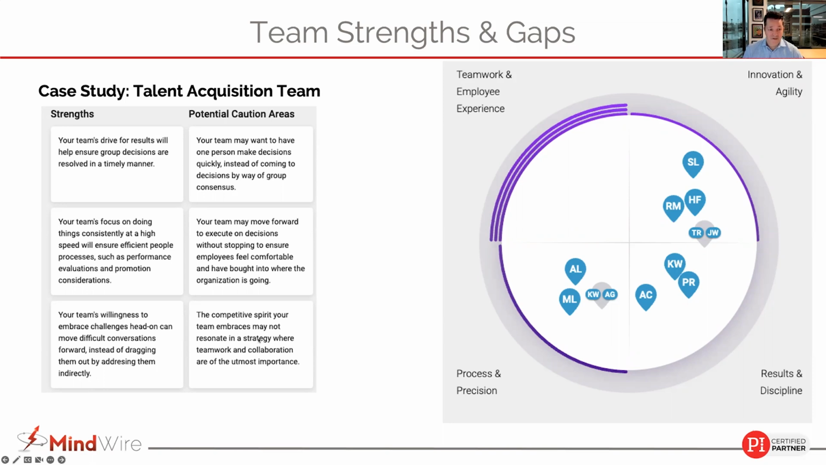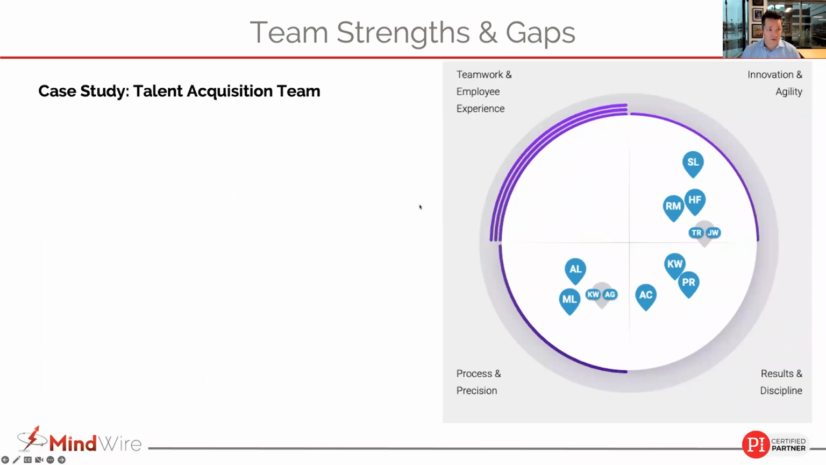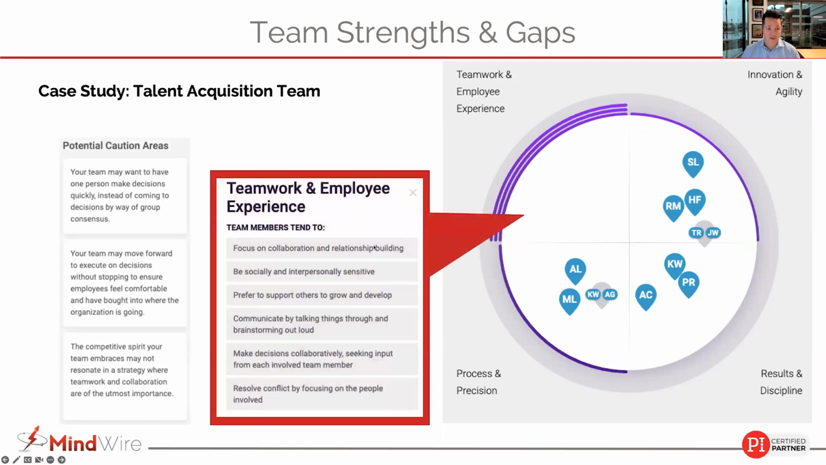And that competitive spirit may not resonate, right, with the organization where a lot of collaboration is needed. And you can just imagine, right? How do you not collaborate with hiring managers as a talent acquisition group? Yeah, it was kind of a problem, right? So we talked about it some more in terms of that and said, well, what is this teamwork and employee experience thing all about? Collaboration, socially interpersonally sensitive, right? Communicate by talking things through, make decisions collaboratively, et cetera, et cetera.